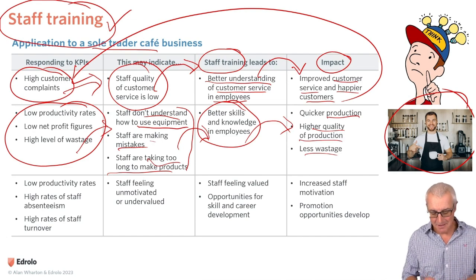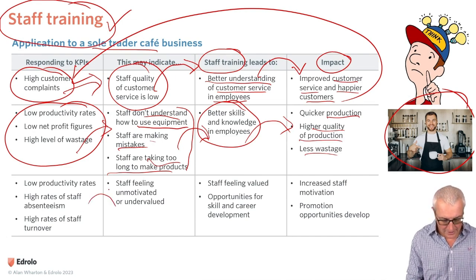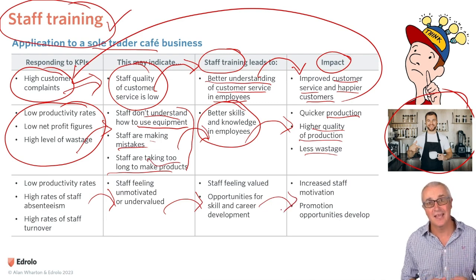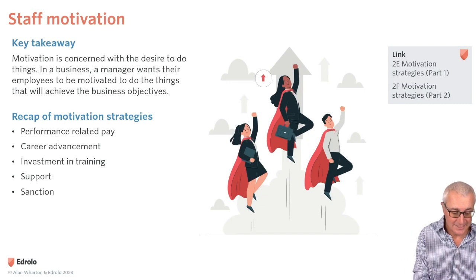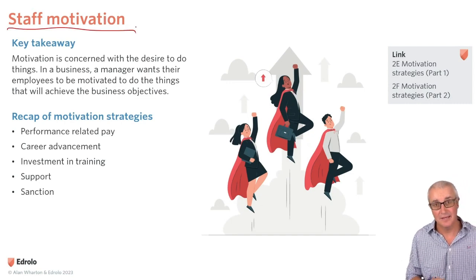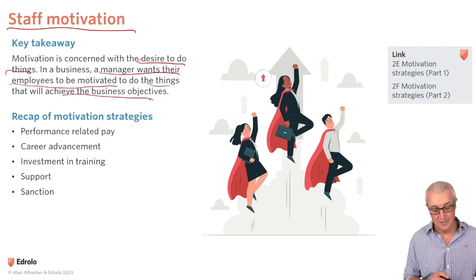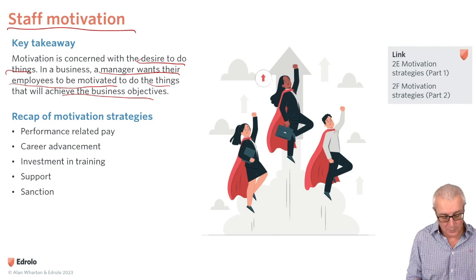So have in your head, I think of the next one, but again, you should be able to see the journey across from one side to the other, explaining the full story. Okay, our next strategy is staff motivation. Remember, this is about that desire, that want to do things. In business, we want the manager wanting the employees to be motivated to do the things that will achieve the business objectives.